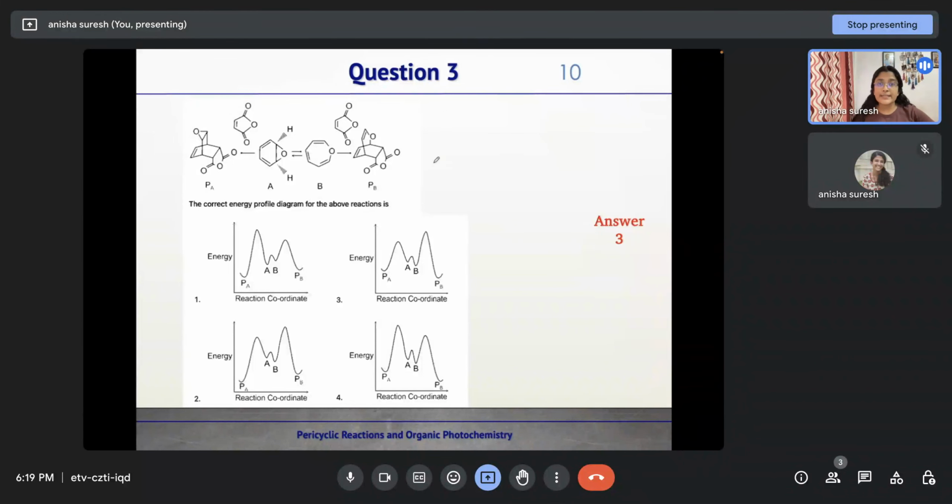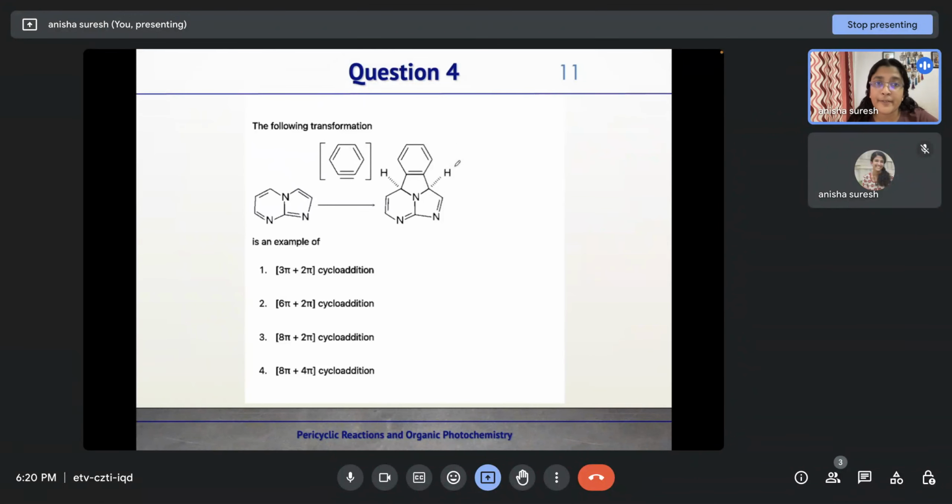So the factors that we have to take into consideration are as follows: as stability decreases, energy increases, and as rate increases, activation energy decreases. These are the two factors that we have to keep in mind while looking at the energy profile diagram.